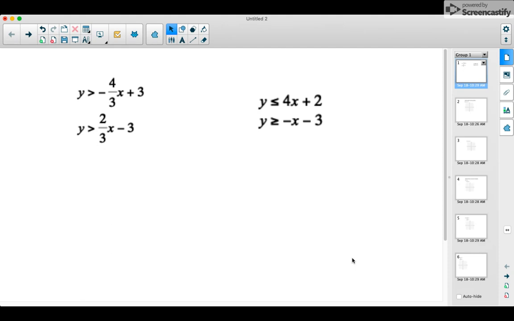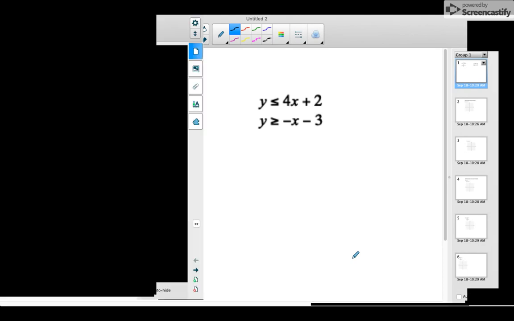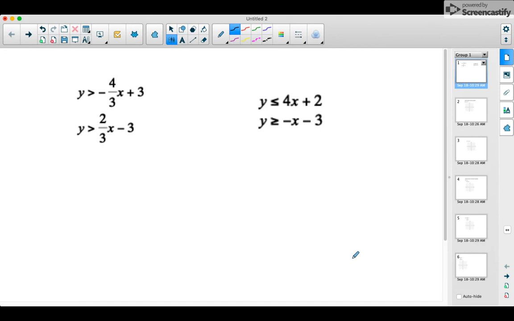So we're going to be talking about how to deal with graphing a system of linear inequalities. The first thing you have to deal with when you're graphing a system of linear inequalities is whether you're going to be making a dotted line versus a solid line. The easiest way to notice it is based on the equation.